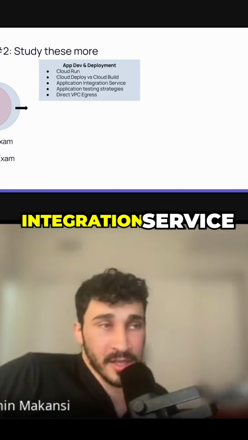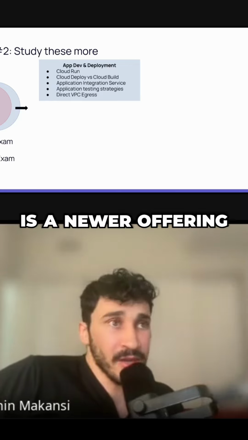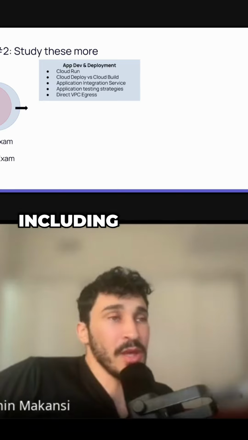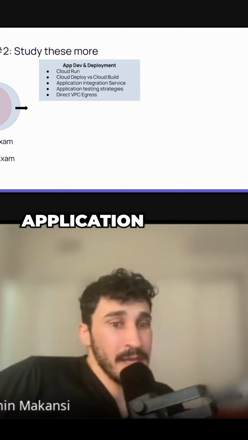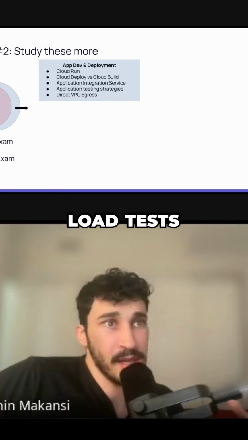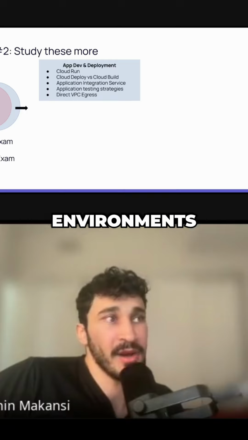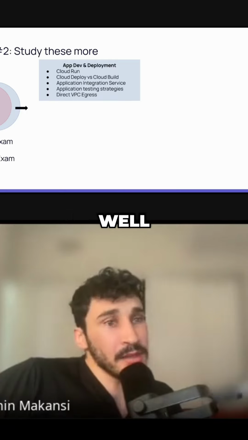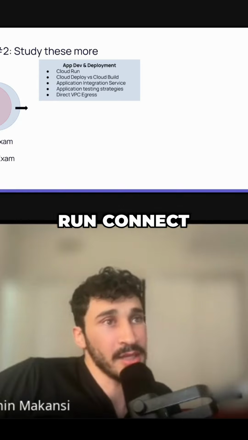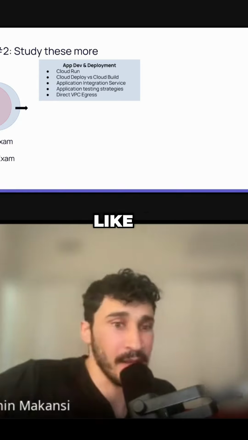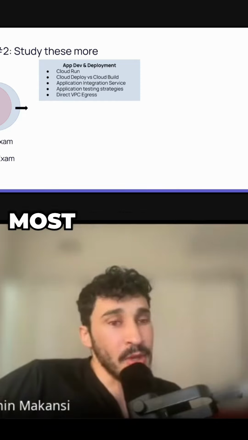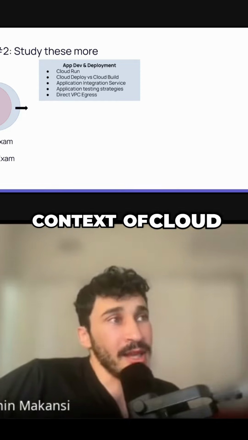Application Integration Service is a newer offering for connecting applications and automating workflows between them, including ones that are outside of GCP. Application testing strategies like unit tests, integration tests, load tests, smoke tests, when to use each in different environments. Direct VPC egress as well is a networking feature that lets serverless services like Cloud Run connect directly to VPC resources. That could have been not just under app dev and deployment, but under a networking category. But I think it's most likely to show up in the context of Cloud Run.